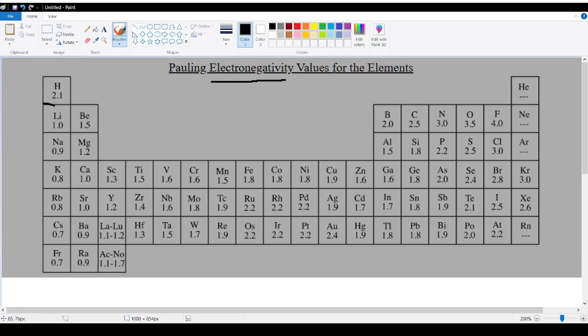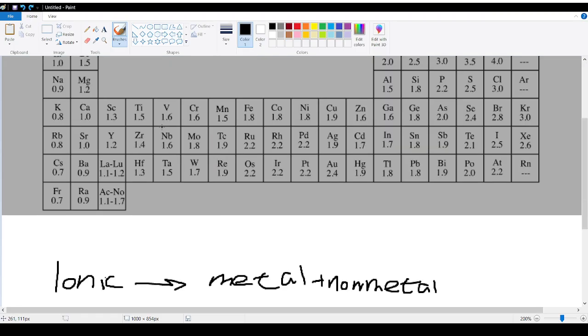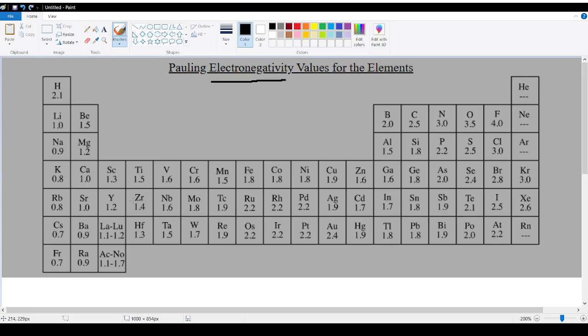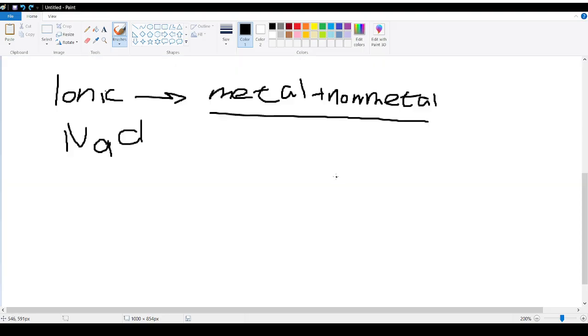Metals, once again, include all the way here on the left. Note that I'm not including hydrogen. Hydrogen is the lightest element which runs on the left, but it is a gas or a non-metal. So this is an ionic bond. One example is sodium chloride, because sodium is an alkali metal and chlorine is a halogen, which is a gas or non-metal.